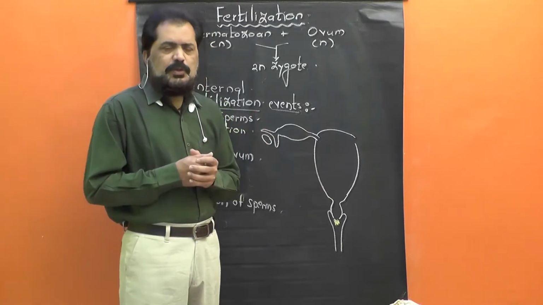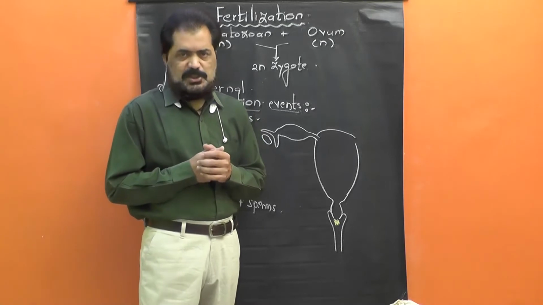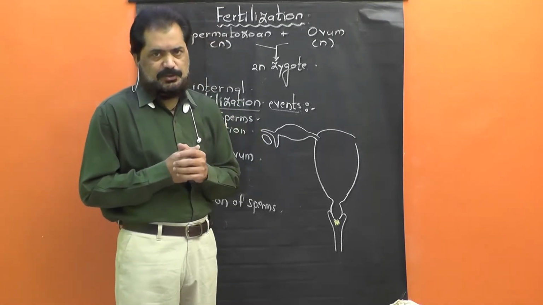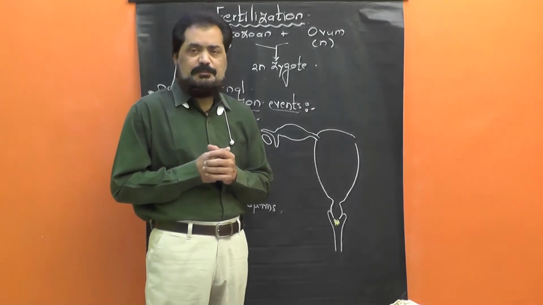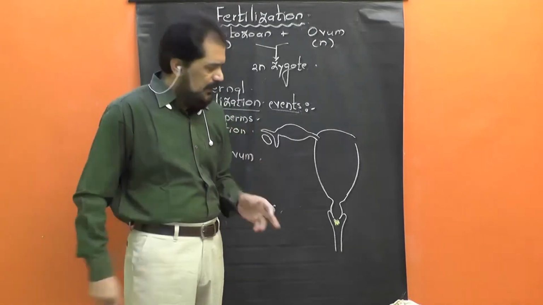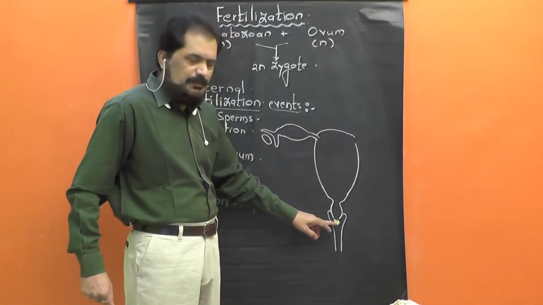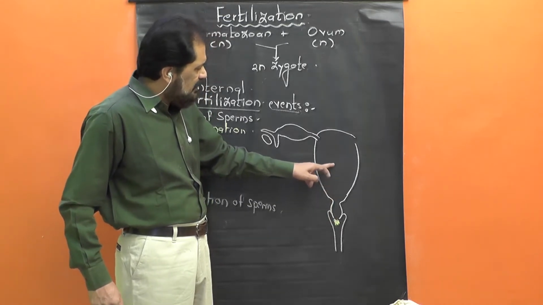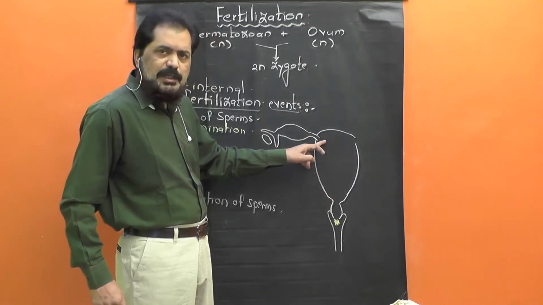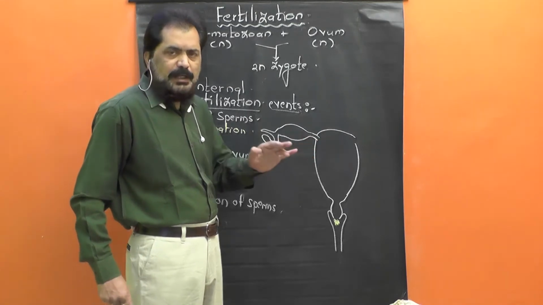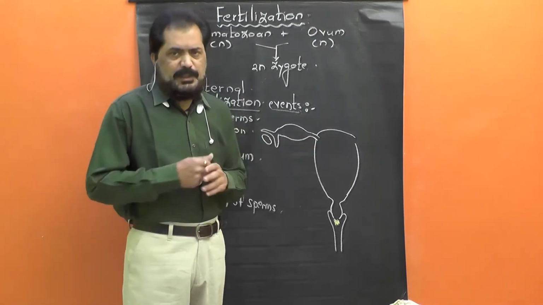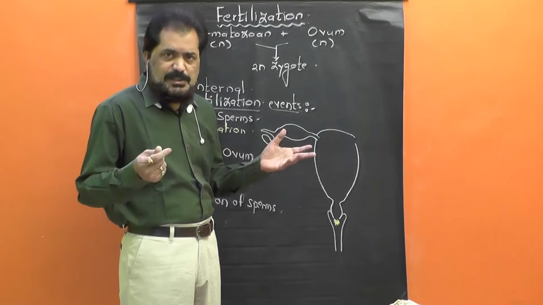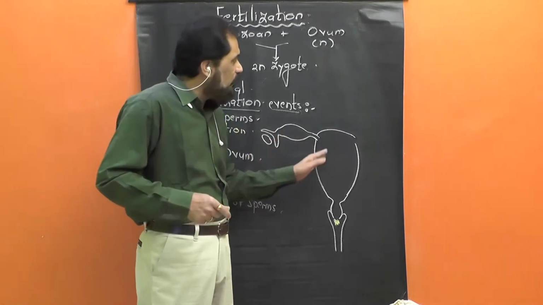The sperms, we know, are motile structures. They have the ability of independent movement, and that's why the sperms travel across the length of the uterus. They travel by the lashing movement of their tail. It means the sperms swim in a fluid medium.